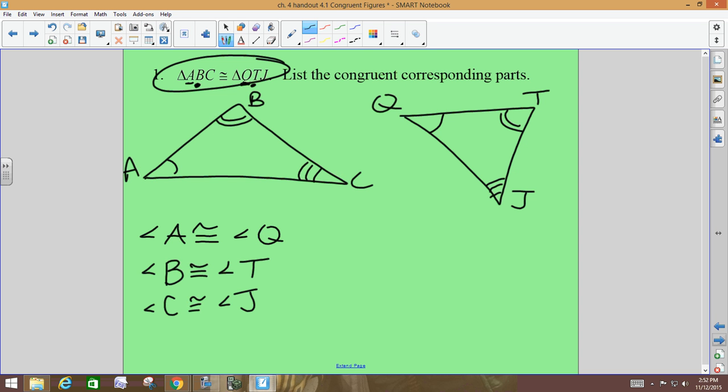But a triangle is also made up of sides, so we have to list the three pairs of sides that are congruent. AB, the first two letters of the congruency statement, are congruent to QT, the first two letters. Those first two letters make up side AB and then side QT. So then we'll list AB is congruent to QT. The second two letters, BC, correspond with the second two letters of the next one, TJ. BC is congruent to TJ.